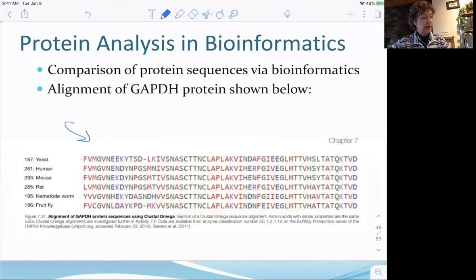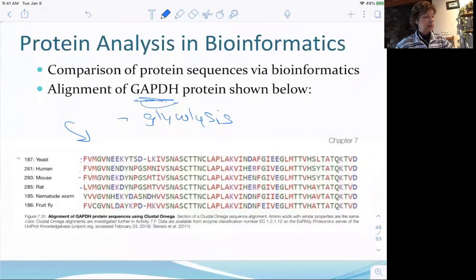You can see here, we've got an alignment of one of the genes involved in metabolism. This is glyceraldehyde 3-phosphate dehydrogenase. It's an enzyme involved in glycolysis, and that's kind of important because all cells have glycolysis. So it's a good protein to compare with.